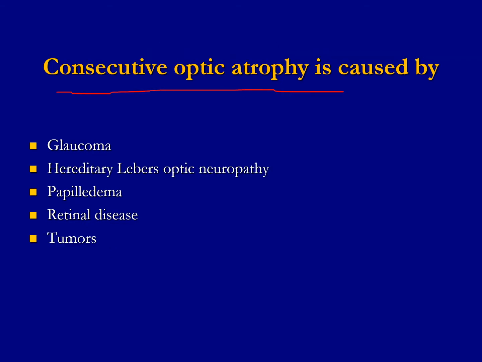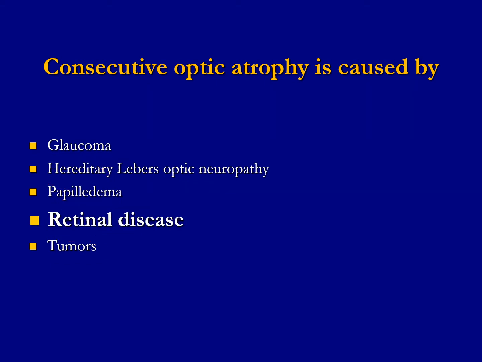Consecutive optic atrophy is caused by, remember, consecutive is caused by a retinal disease. So one option is glaucoma, that is out. Hereditary, Leber's optic atrophy, hereditary ones cause primary optic atrophy. Papilledema, that causes secondary optic atrophy. Retinal disease, that's the likely answer, because the final option is tumor, which causes primary optic atrophy. So my answer would be retinal disease. Let's see. Retinal disease is the answer. Next MCQ.